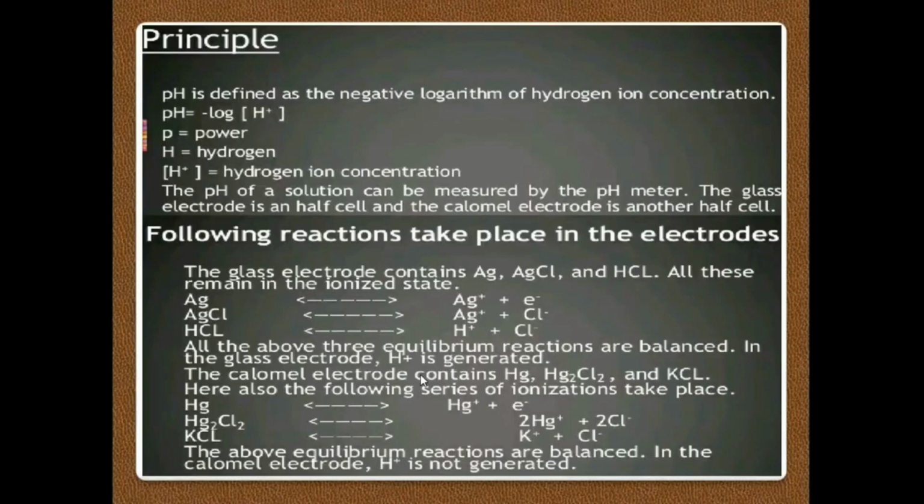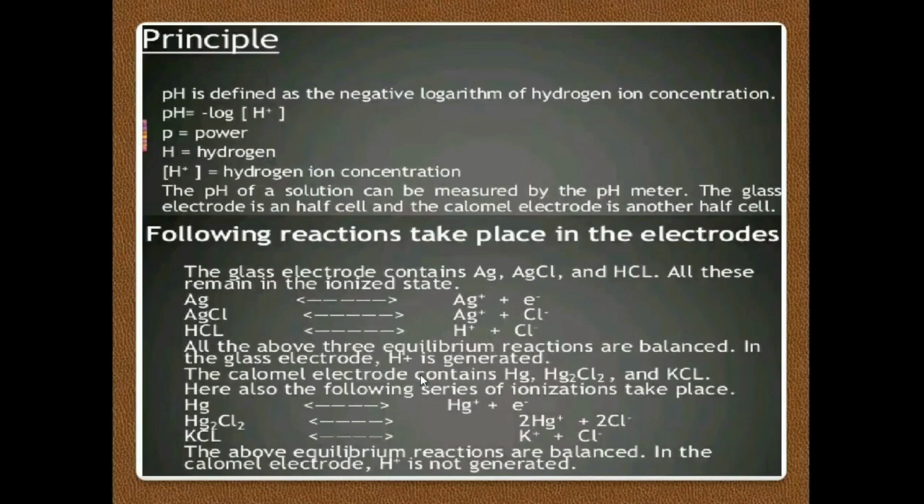The following reactions take place in the electrodes. In the glass electrode, what is going to happen? The glass electrode contains silver, silver chloride and hydrochloric acid. All these remain in the ionized state. Silver becomes Ag plus and electron minus. AgCl becomes Ag plus and Cl minus. HCl becomes H plus and Cl minus. All the three equilibrium reactions are balanced. So in the glass electrode, H plus ion concentration is generated.